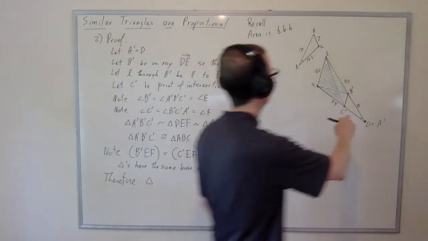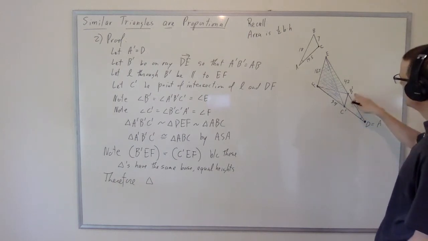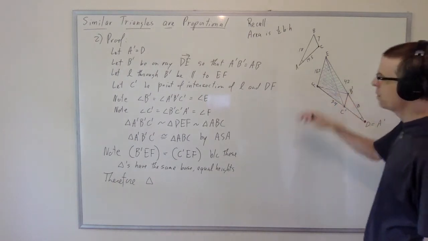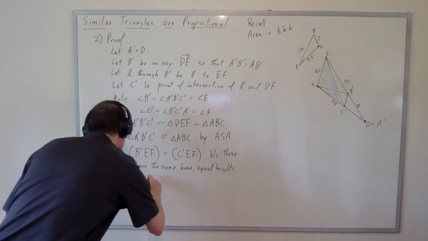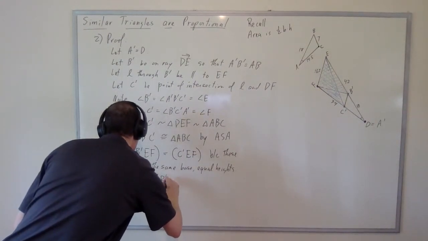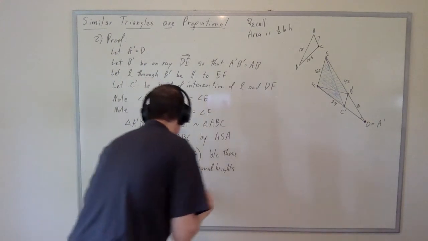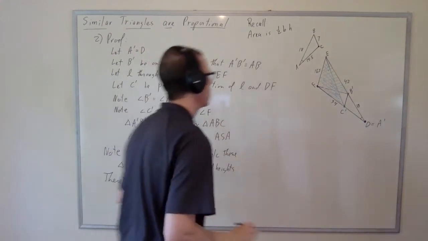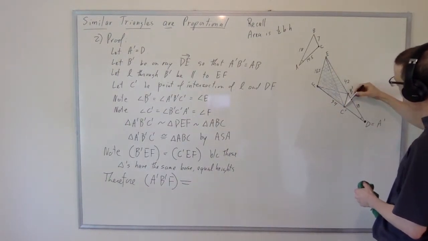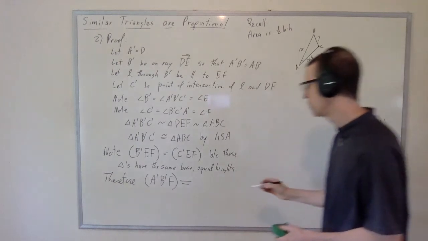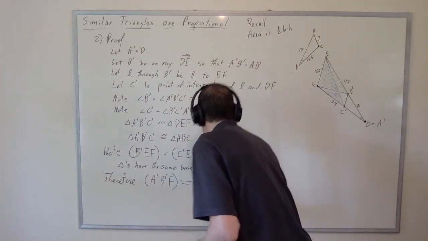What happens when we take away the green triangle from the original picture? We get A prime, B prime, F. And the area of that agrees with the area of what happens when we take away the blue triangle from the original picture. We get A prime, C prime, E.